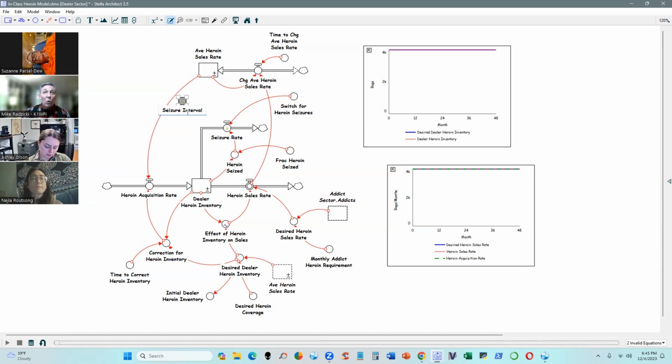Seizure interval. Now, how often do the police do their raids? And let's put in a switch for multiple seizures. So obviously I've thought about this ahead of time.